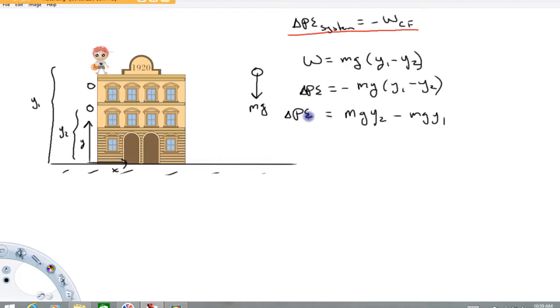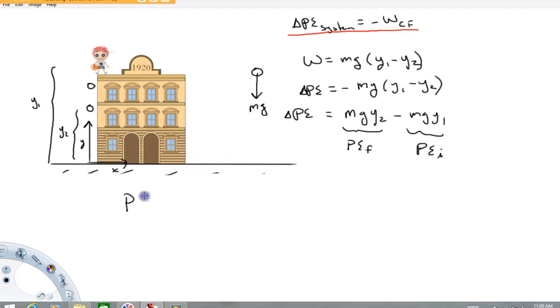Now remember, change in anything is final minus initial. So this term right here is our final potential energy. This term is our initial potential energy in this case. So this term, mg times y, represents the potential energy at any given y value.